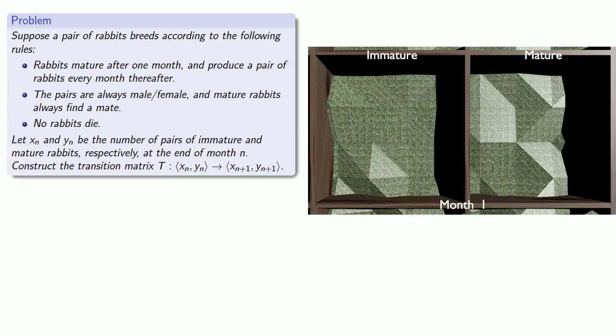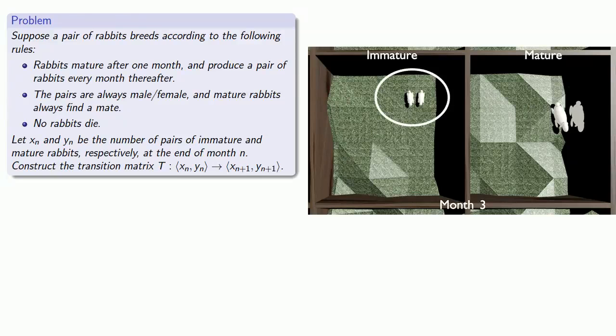So let's suppose at the start I have 1 pair of immature rabbits at the end of month 1. I turn my back, so to speak, and at the end of month 2, this pair of immature rabbits has become a pair of mature rabbits. Now I wait another month. And since I now have a pair of mature rabbits, they will produce a pair of immature rabbits. And so at the end of month 3, I have 1 pair of mature rabbits and 1 pair of immature rabbits.